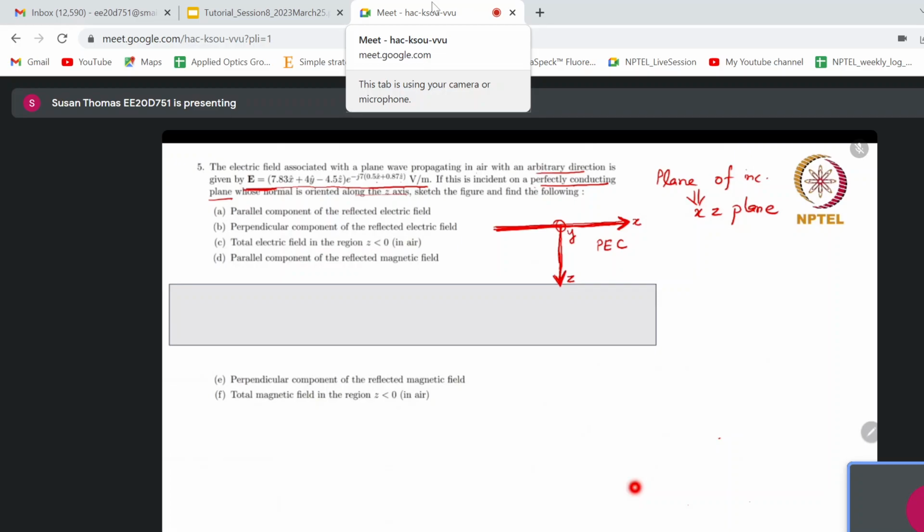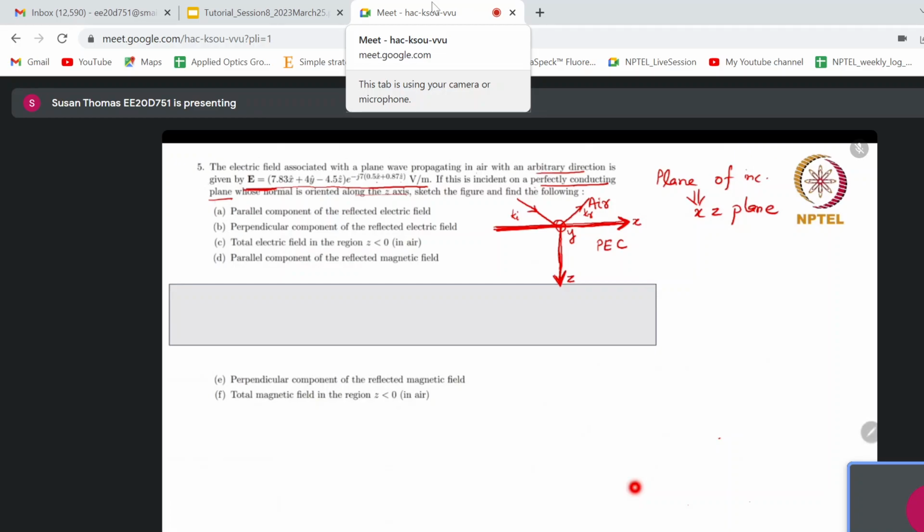Now the wave is incident. The wave was propagating in air and it is incident on the interface. Let us assume that the wave is coming in this direction with the ki vector. Because at this interface it will have a reflection, this is your kr vector.